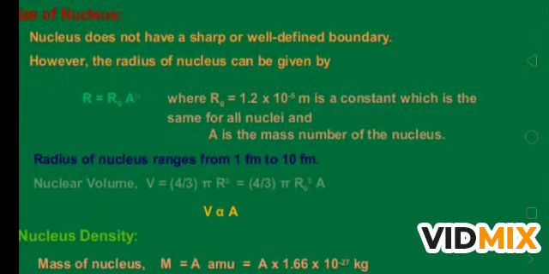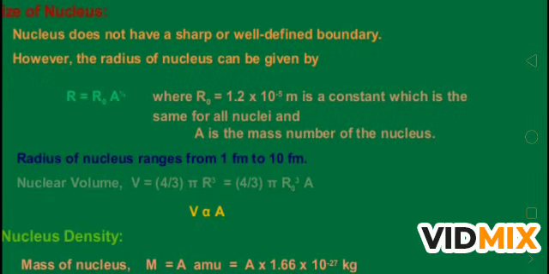Now what is the size of nucleus? Nucleus does not have a sharp or well defined boundary. However, the radius of nucleus can be given by r is equal to r naught a to the power 1 by 3, where r naught is equal to 1.2 into 10 to the power minus 15 meter, a constant which is same for all nuclei, and a is the mass number of the nucleus. By seeing this equation, since r naught is constant, the radius or size of nucleus is proportional to the mass number of the nucleus.